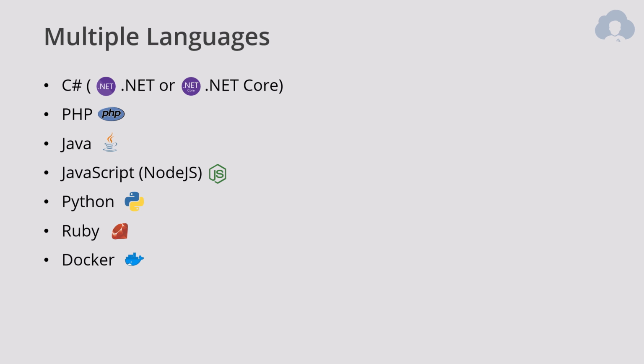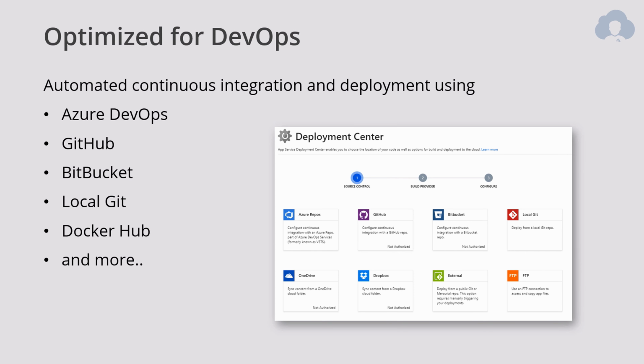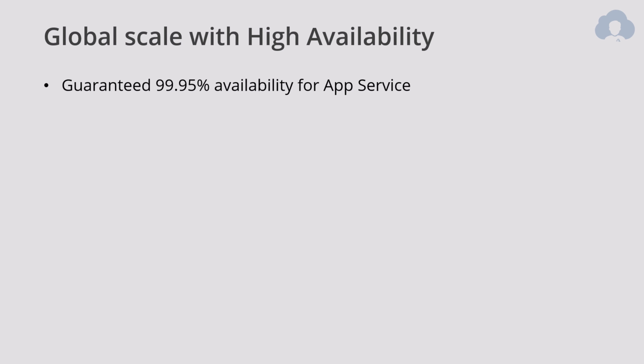A great thing about App Service is that it supports multiple languages like C#, PHP, Java, JavaScript, Python, Ruby, or Docker. Docker is not a language, but if you're using containers, this is the technology you can use in order to move your containers to the cloud. Additionally, App Service allows you to use your existing repositories in order to deliver continuous integration and deployment. It supports most of the popular ones like GitHub, Azure DevOps, Bitbucket, Local Git, External Git, Docker Hub, and a lot of different ones.